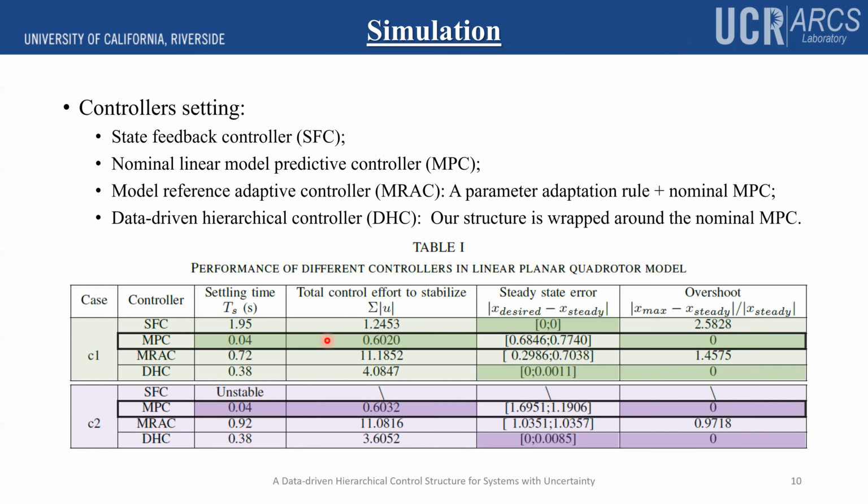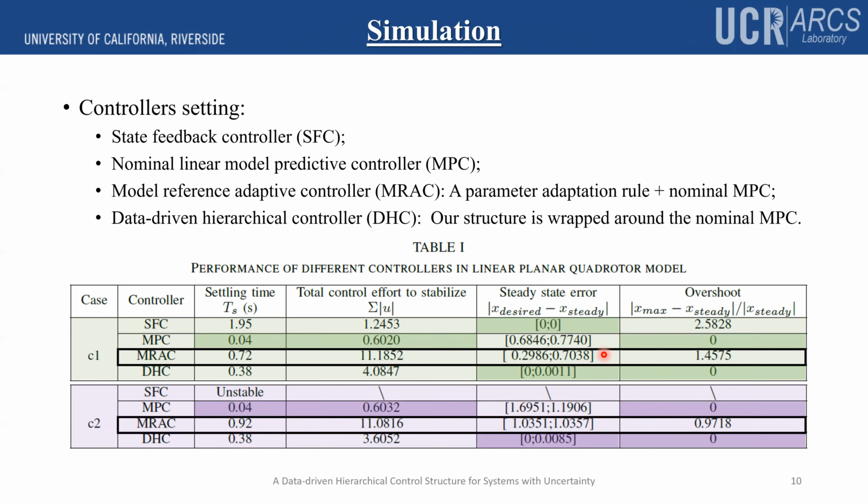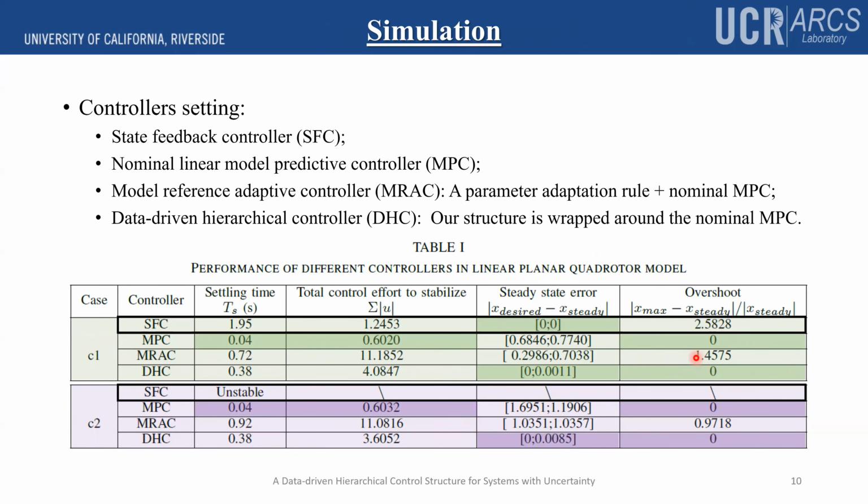Though the nominal MPC performs well in terms of effort and settling time, and doesn't cause overshoot, it cannot achieve the control objective. It causes a large steady-state error. The adaptive controller can help decrease this steady-state error, but it causes large efforts and overshoot. As for the state feedback controller, it works well in terms of steady-state error in the low-density case, but when we increase the density of the disturbance, it cannot even stabilize the system.